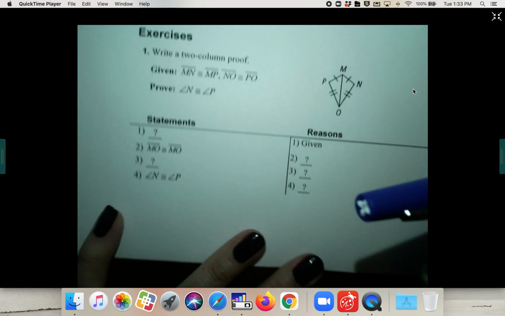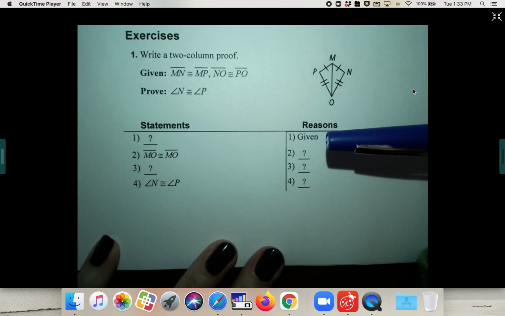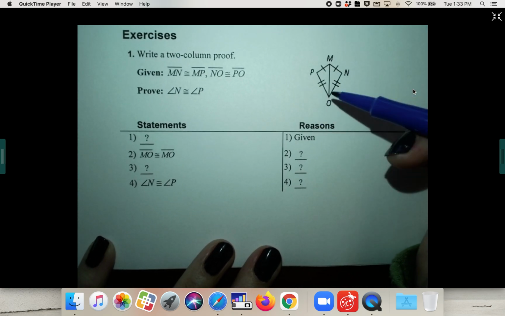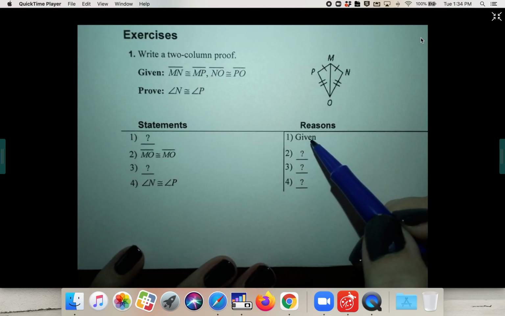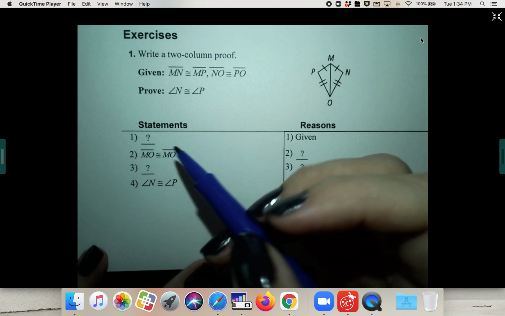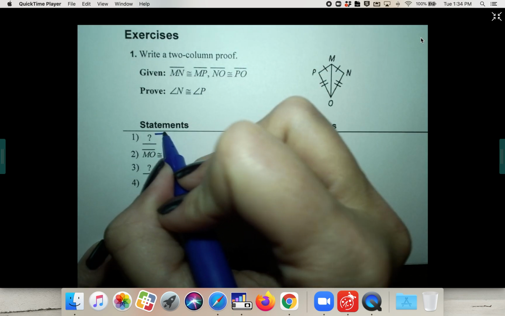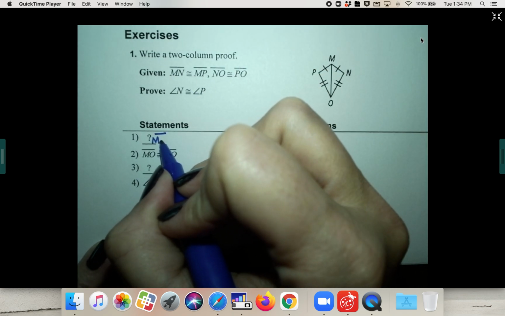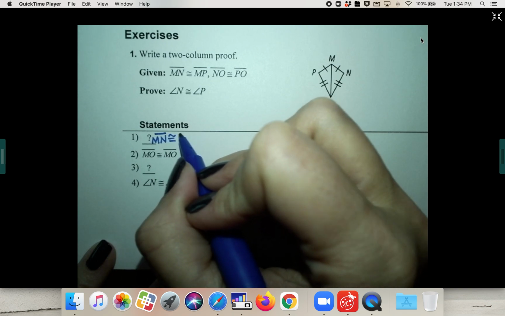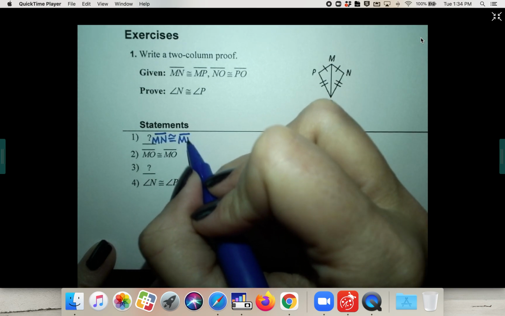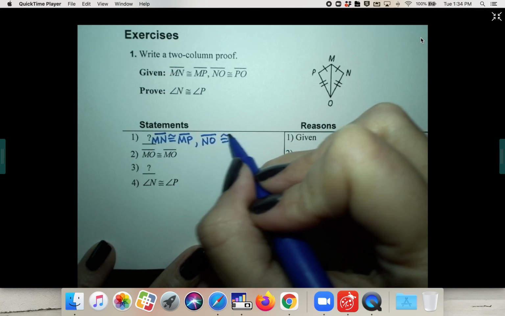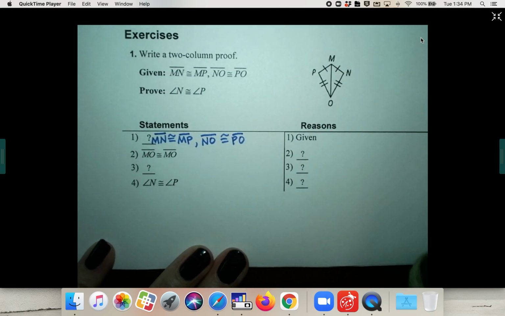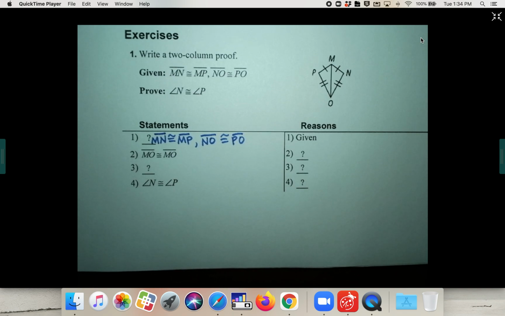So let's actually try one. Here's our picture. These are the two triangles. The first one is given, so let's write down what the givens are. The givens are side MN is congruent with side MP, and then side NO is congruent with side PO. And those are already marked up, so we don't have to mark those up. Those are given, done with that.